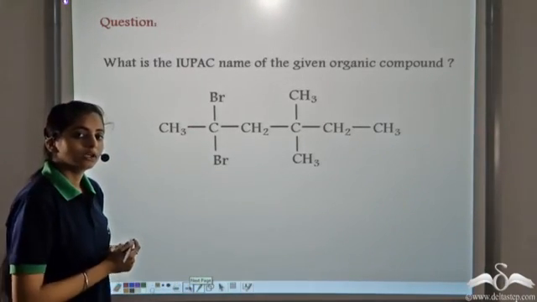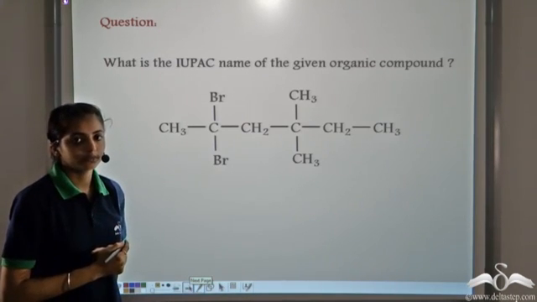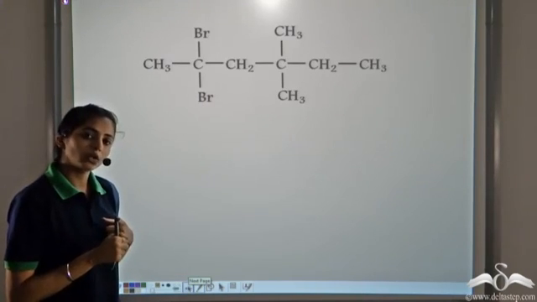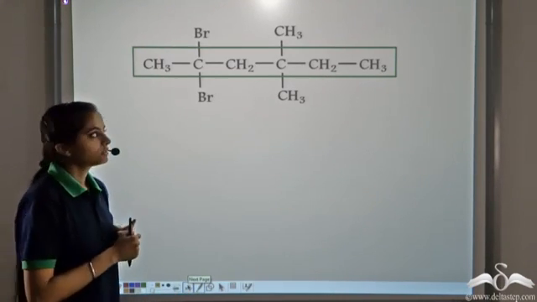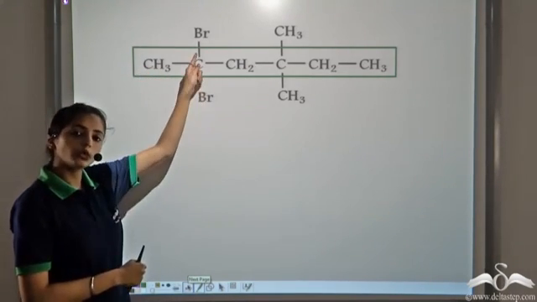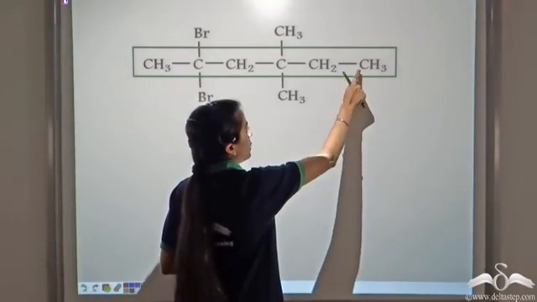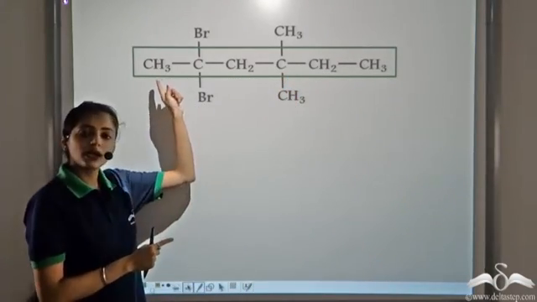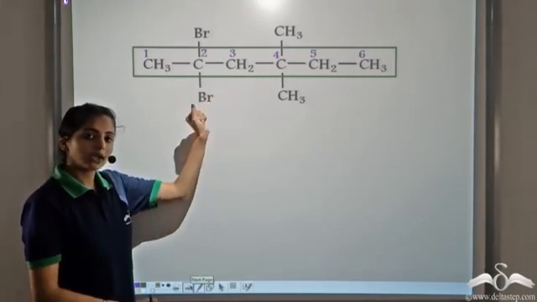Let's do a question here. We are given an organic compound. What is the IUPAC name of this organic compound? Let's write the compound. The first step is to find the longest carbon chain. So we see this is the longest carbon chain. Now, if we start the numbering from left, we see 1, 2. The 2 bromine substituents are at position number 2. If we start the numbering from right, we'll get 1, 2, 3. So, in order to give the lowest number to the substituents, we start the numbering from the left-hand side. So, this is how we number the longest carbon chain.